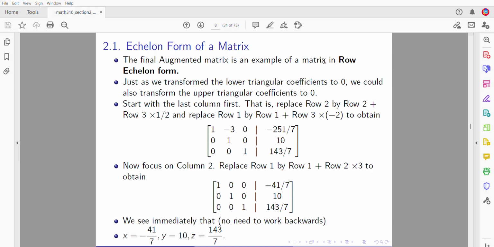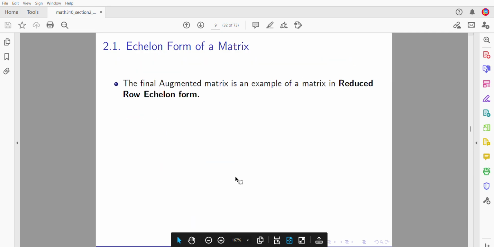You got the calculation. So this approach, where you get zeros not just below but also above, is the Gauss-Jordan method, whereas just getting zeros below and then working backward is the Gauss method. This matrix where you get zeros below and above is called reduced row echelon form.